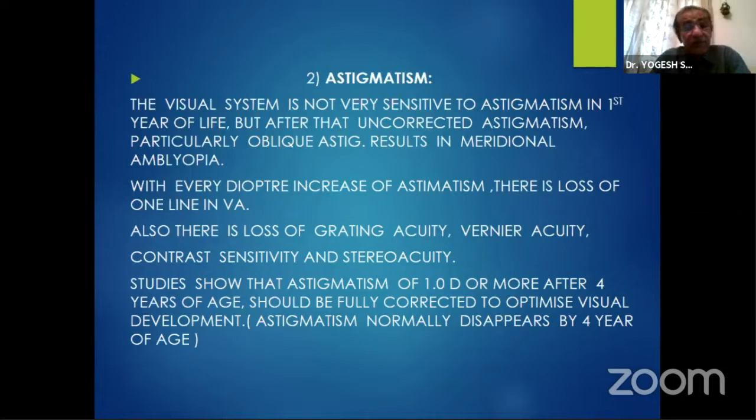Now, studies also show that astigmatism of one diopter or more after 4 years of life, now see, we are coming to the point I was telling you, we are coming to the cutoff line. Studies show that astigmatism of one diopter or more after 4 years of life, because by 4 years, most of the astigmatism disappears. So you have to be not very aggressive in treating astigmatism before 4 years, because normally a child does not even come before 4 years of life.